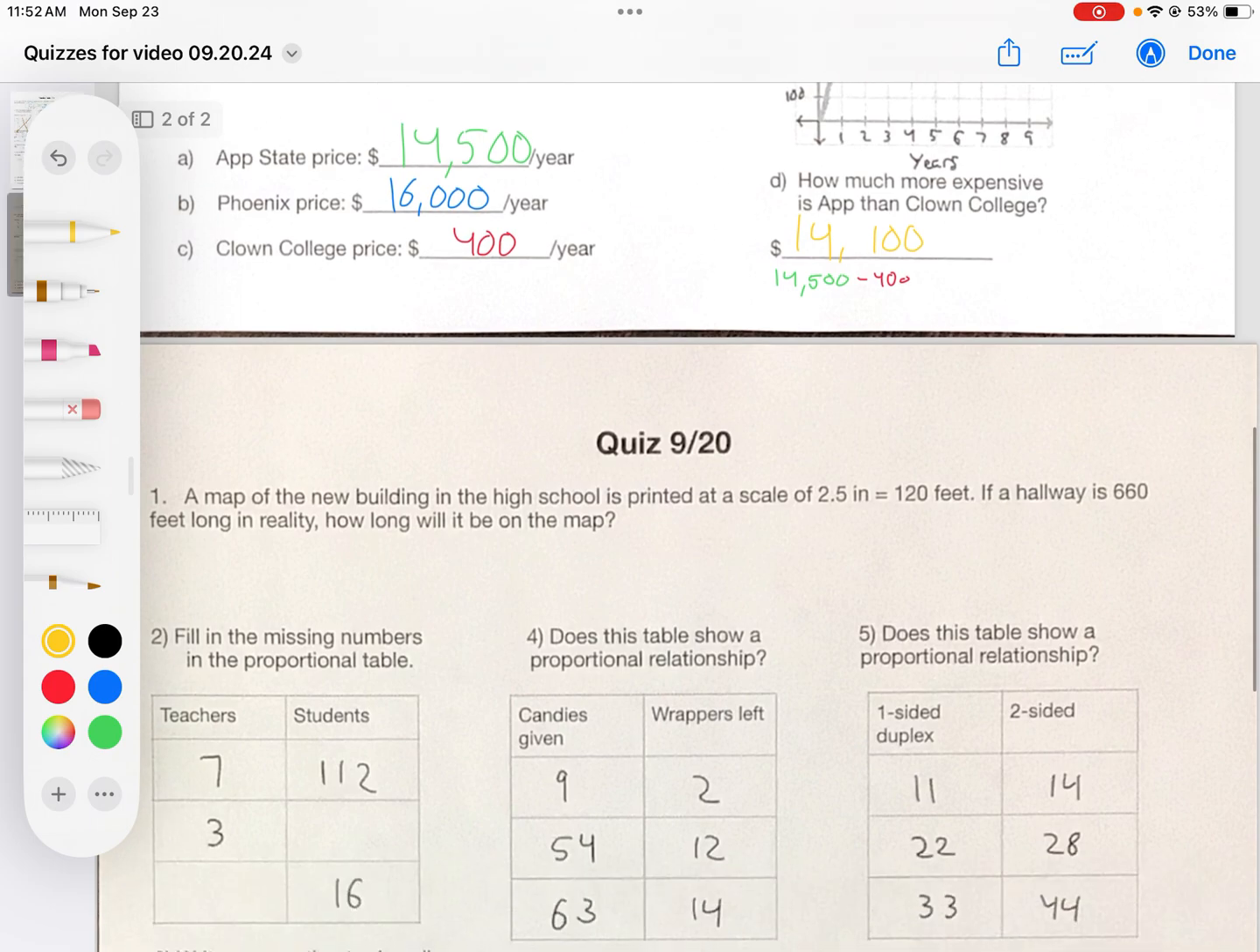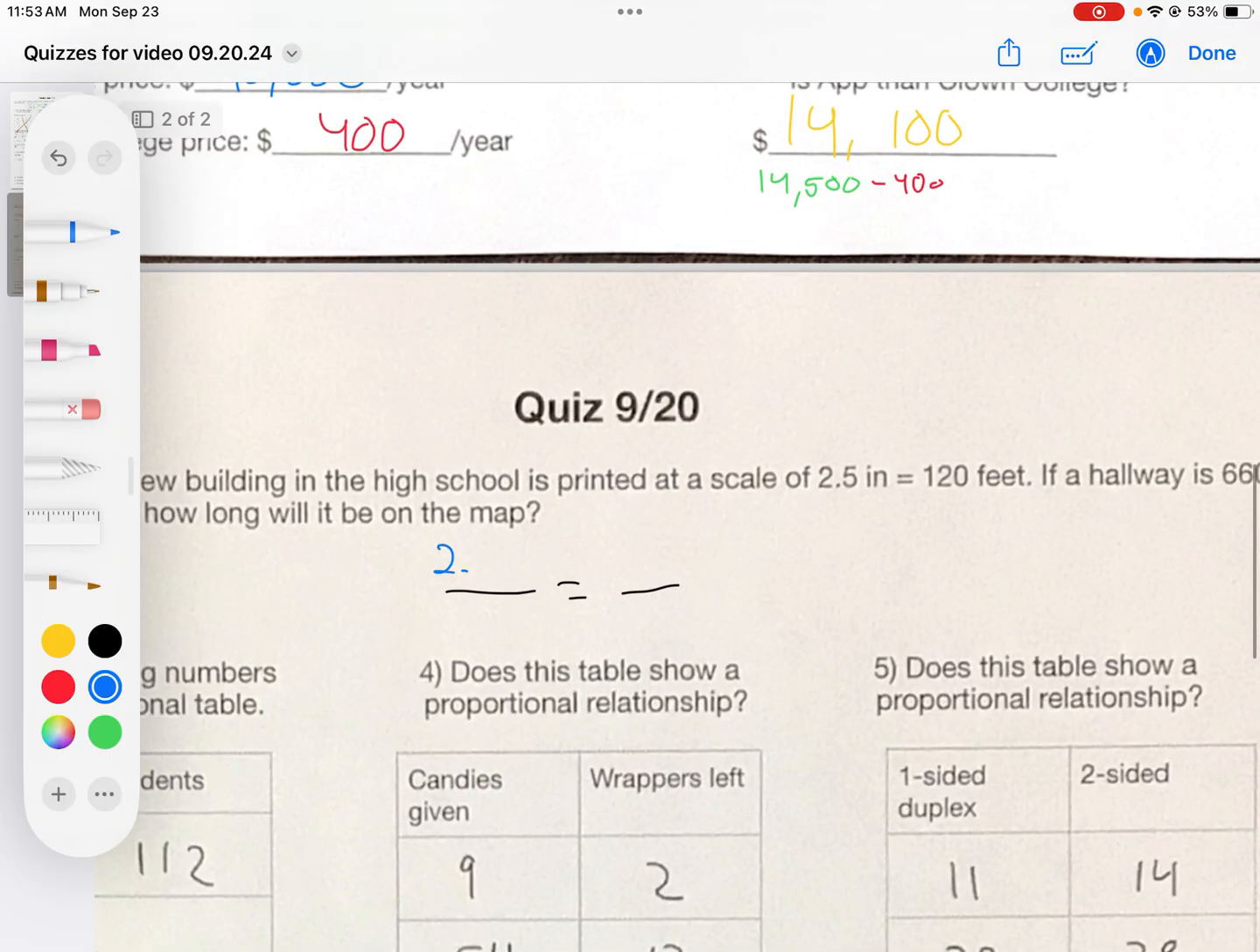So that is it for the practice quiz. Looking at the quiz, remember every problem on the practice quiz has its mirror on the quiz, so the practice quiz can help you with that. Number 1, we have a scale factor problem. Again, a map of the new building in the high school is printed at a scale of 2.5 inches equals 120 feet.